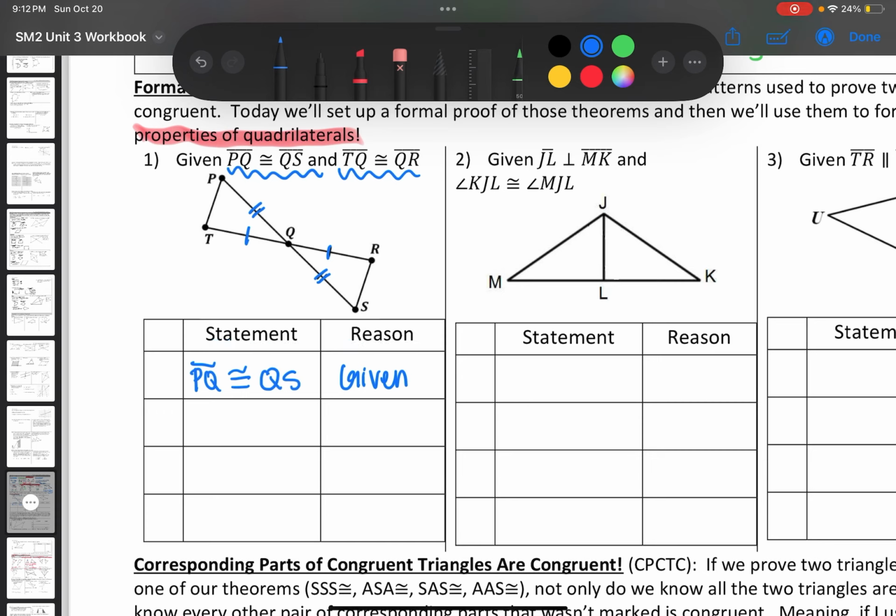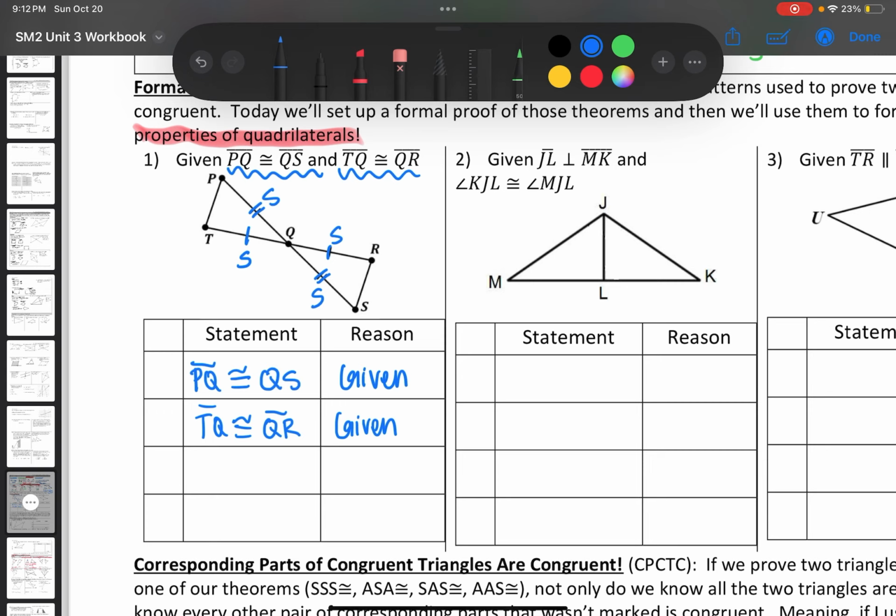Then I just need to double check and include anything else that's given. Another thing we know that is given is that TQ is congruent to QR. The reason why I know that's congruent is because it's given. That's all that I know. All I know is that 2 sets of corresponding sides are congruent. So far I have side.